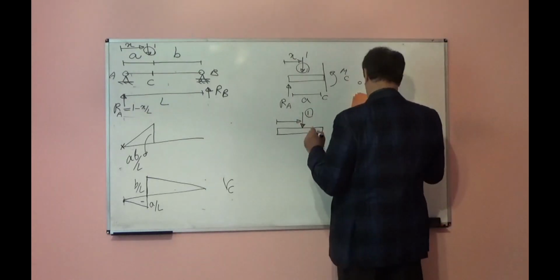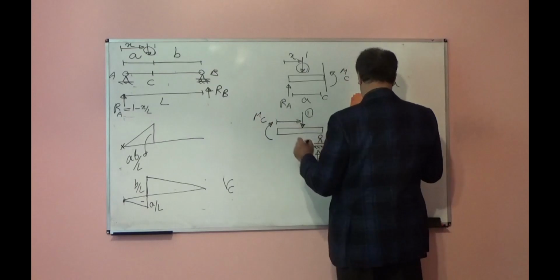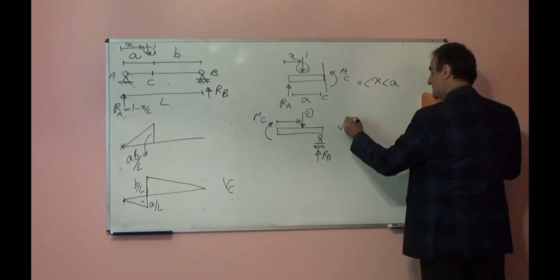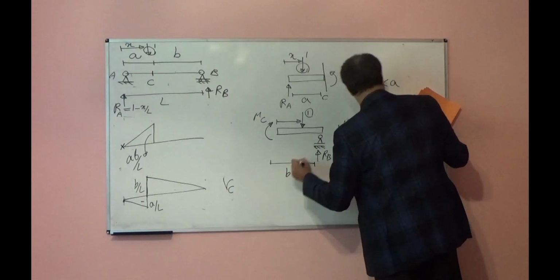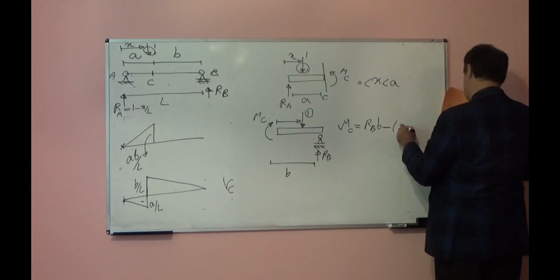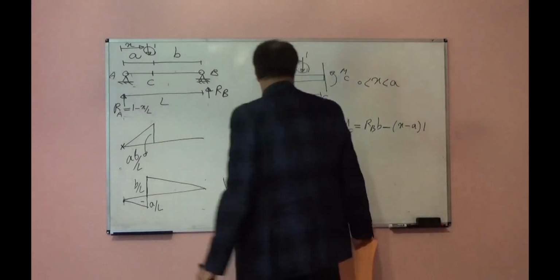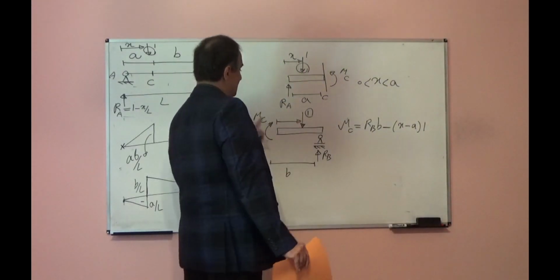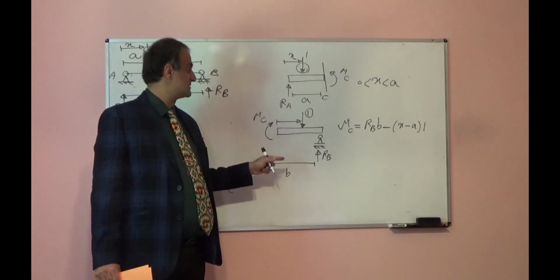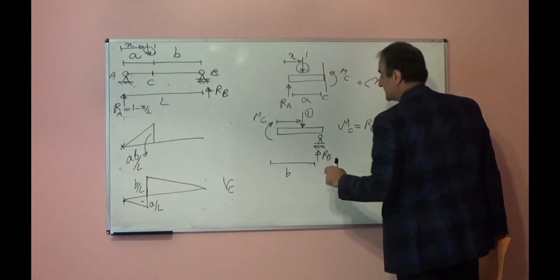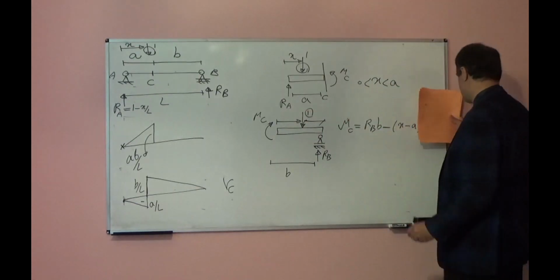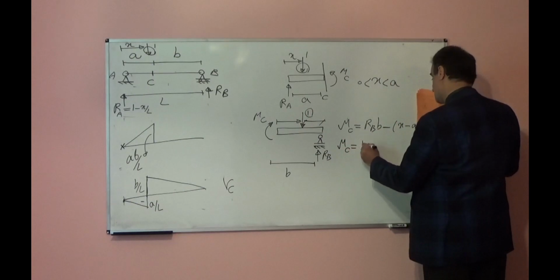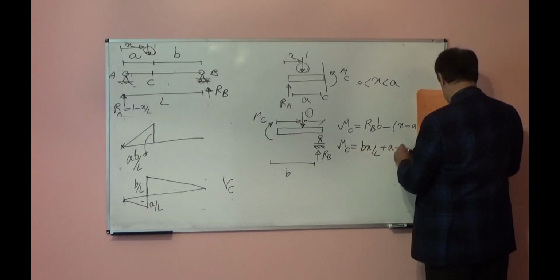You find MC, you have RB, so MC will be RB times B, from here to here it is B, minus X minus A times 1. X minus A, the distance of this load from the left support, times 1. So X minus A will be this distance, times 1 will be the moment. So from here MC will be equal to BX over L plus A minus X.